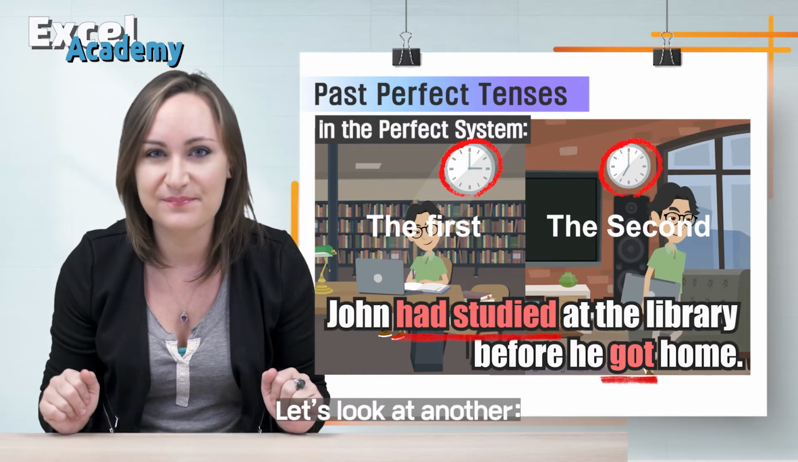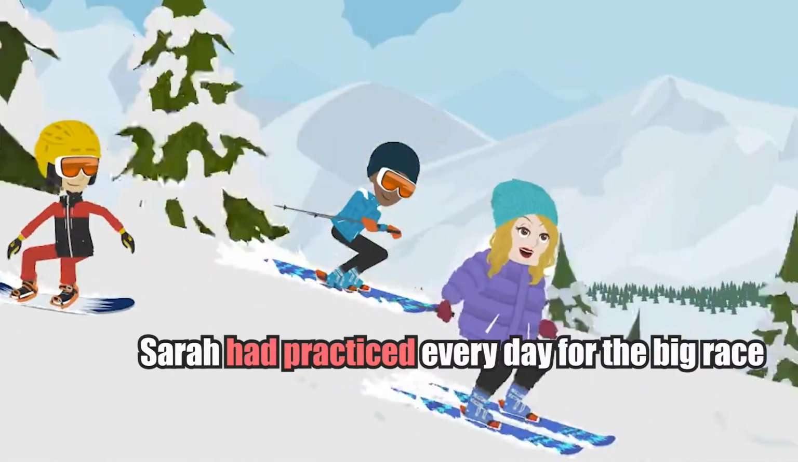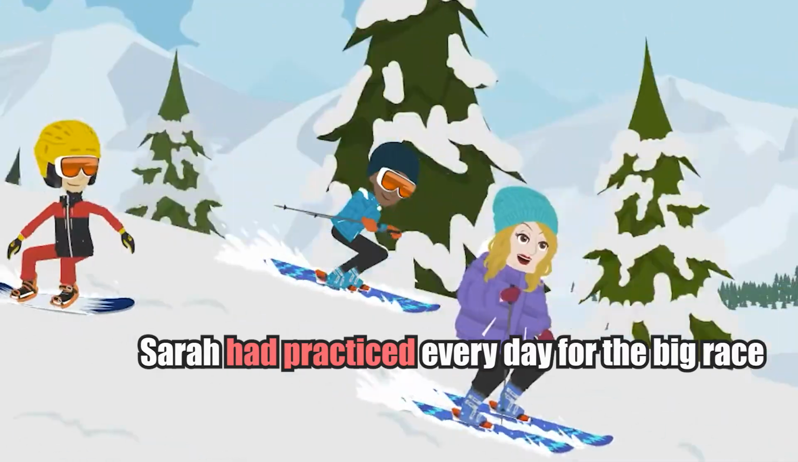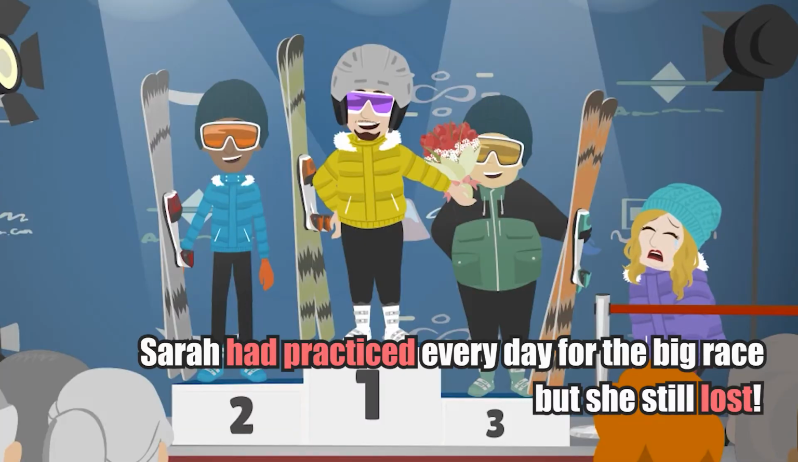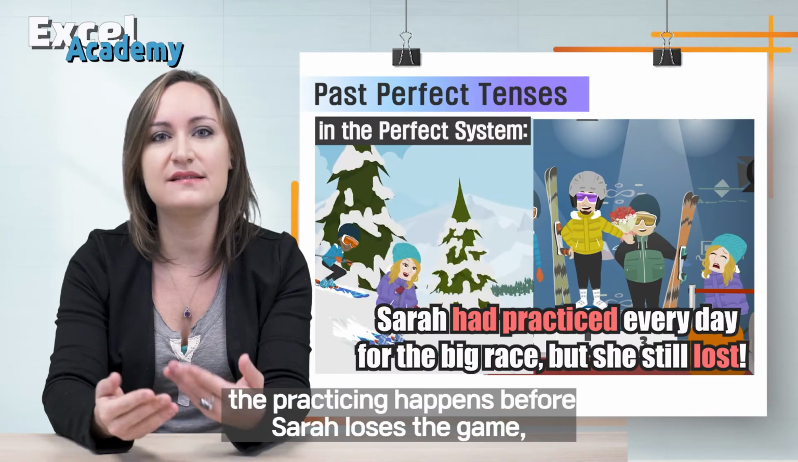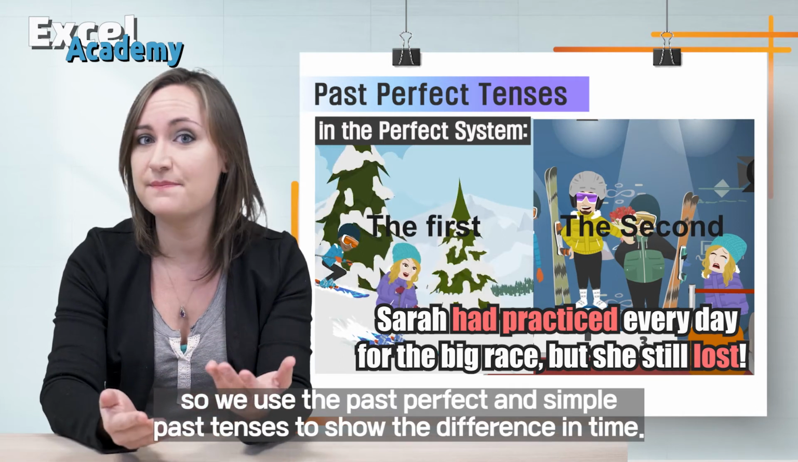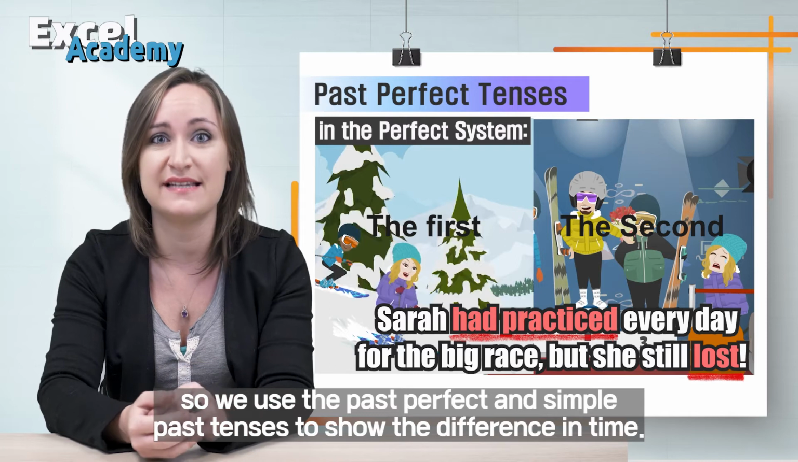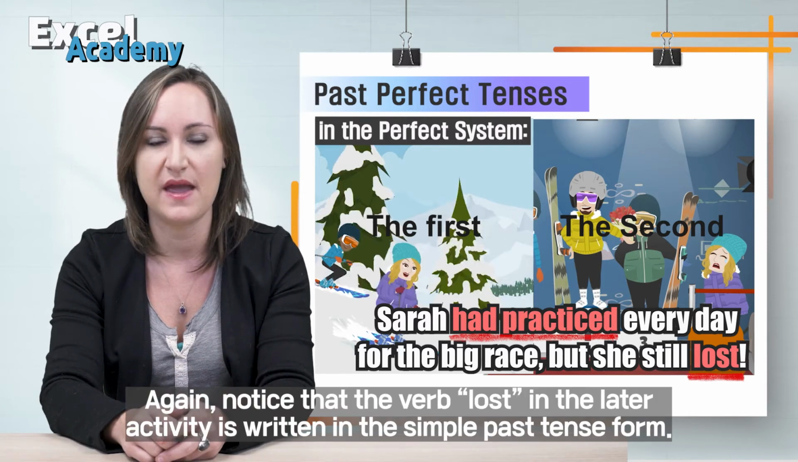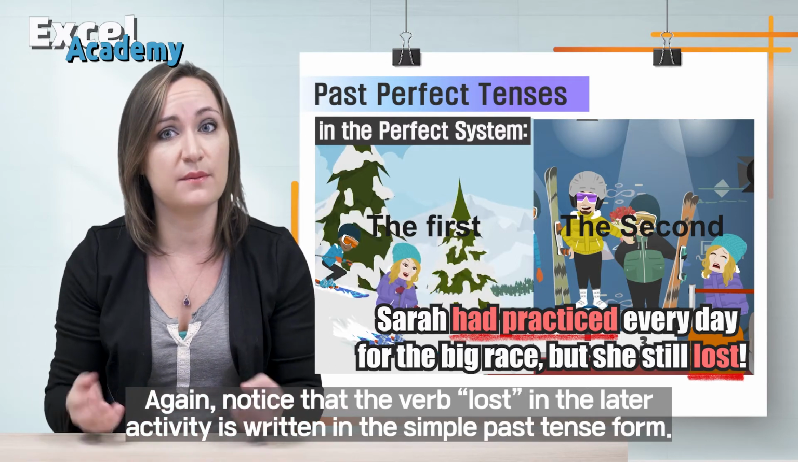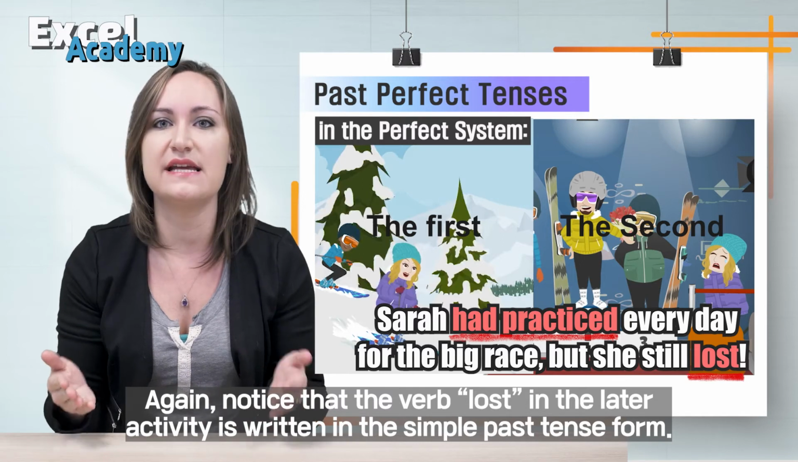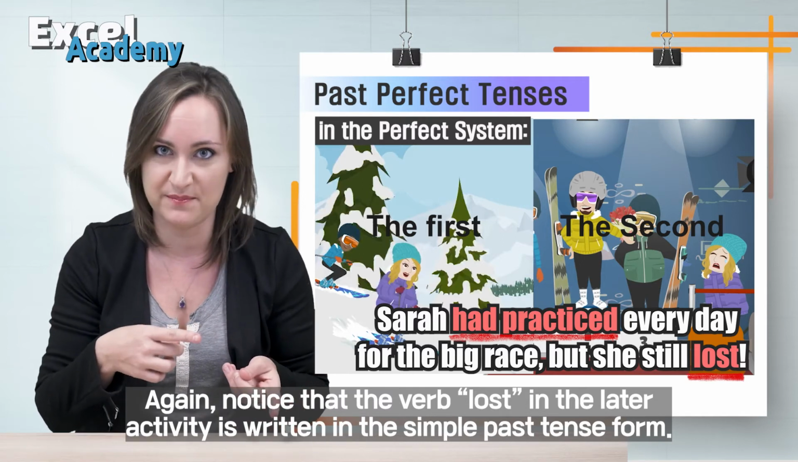Let's look at another. Sarah had practiced every day for the big race, but she still lost. Here, of course, the practicing happens before Sarah loses the race. So we use the past perfect and simple past tenses to show the difference in time. Again, notice that the verb lost in the later activity is written in the simple past tense form.